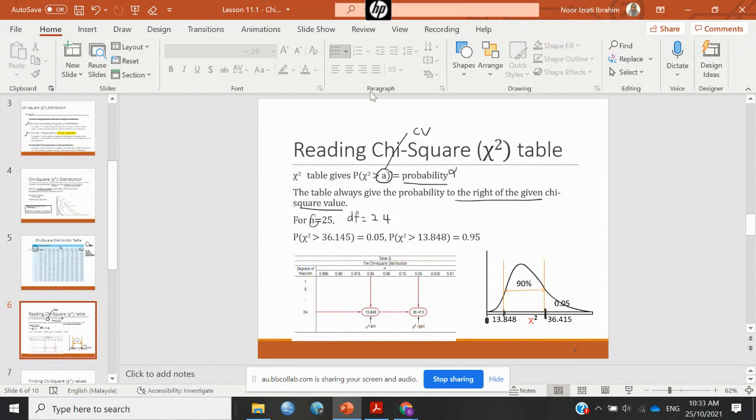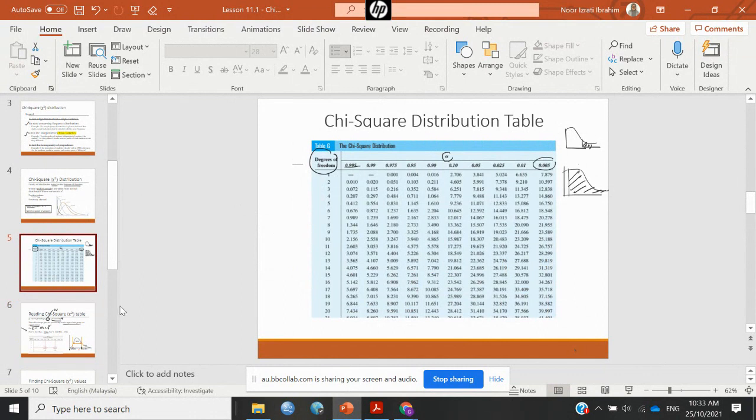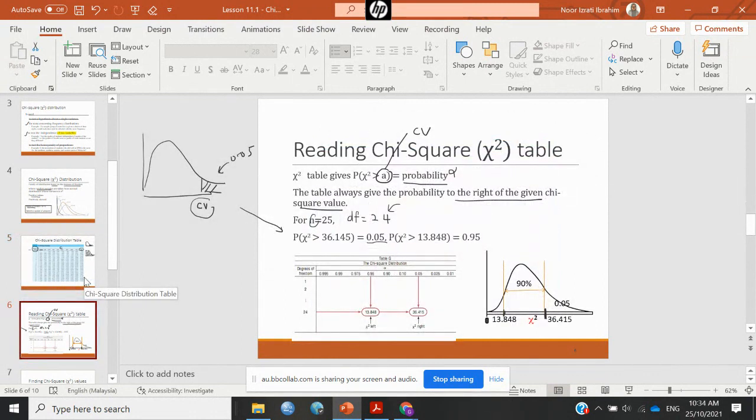So if we want to find the value of chi-square, the CV, for degrees of freedom 24 and alpha 0.05, when you shape the region, it is always skewed to the right, something like this. 0.05 will be here. The CV you can get from the value inside the table. So you zoom in to row 24 and the column 0.05. This is the CV, meaning the value of this point is 36.415.